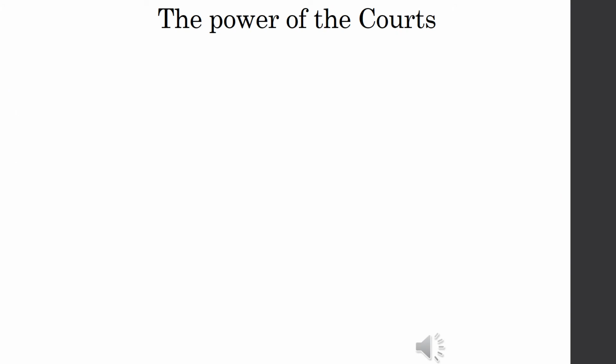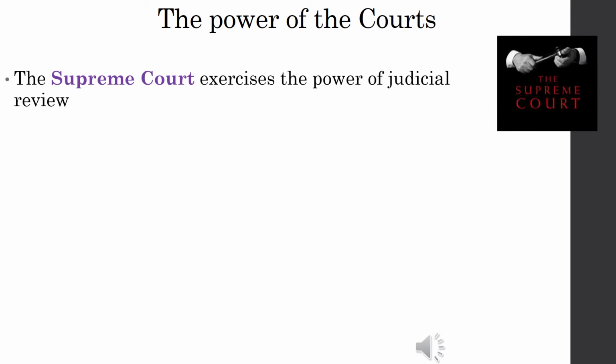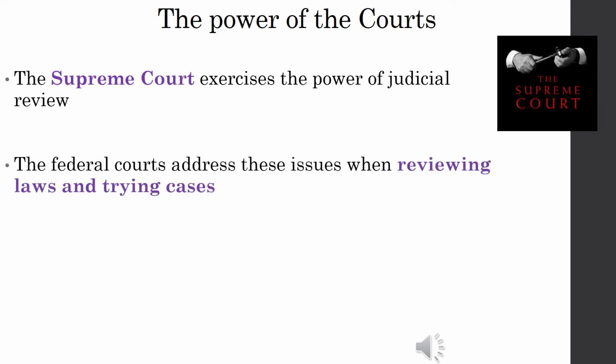When we look at the United States Constitution, we have to wonder if our founding fathers kind of ran out of ideas about what our government was supposed to do. They knew exactly what they wanted Congress to do. They kind of knew what they wanted the executive to do, but when it came to the courts, they had no clue. Because of this, the courts seized a lot of power and are perhaps the most powerful branch of all in the federal government. The Supreme Court exercises the power of judicial review. What is that? The federal courts address these issues when reviewing laws and trying cases.